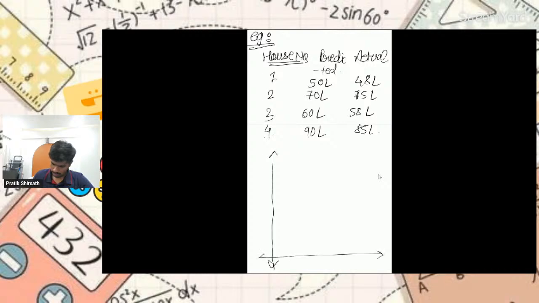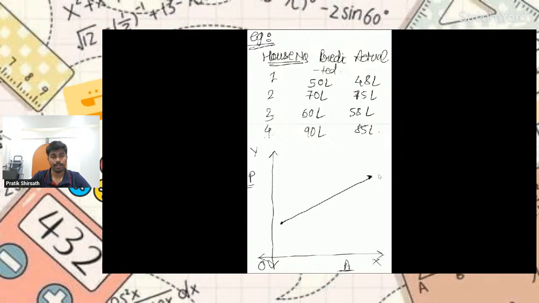This is my x axis, this is my y axis. These are my predicted value and this is my actual value. Now, how do I have to predict this? If I have a line, for example, I took a linear regression line.